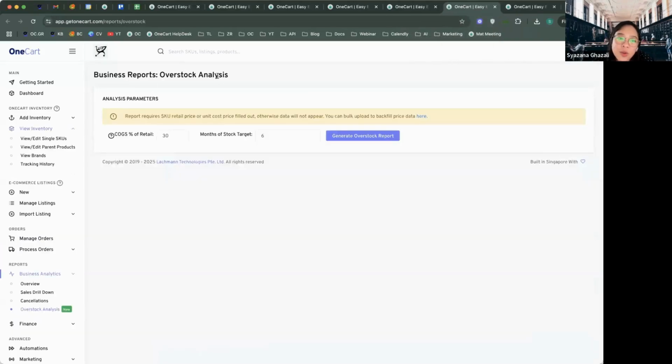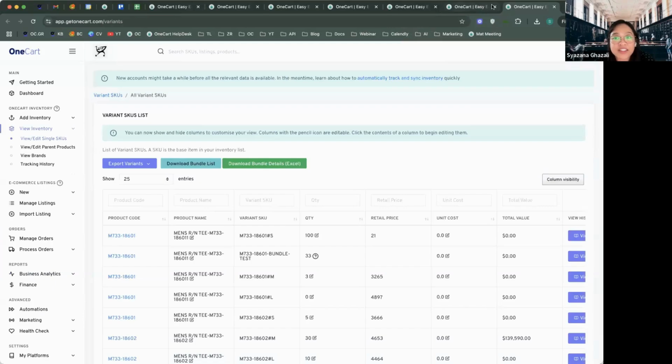So we have this thing called overstock analysis. This is new. A lot of our users are not using it yet, but I will urge all of you to try using this, because this report will show you the months to stock out. So you are able to understand which items are moving fast and which items are not. So with this, you are able to identify the SKUs.